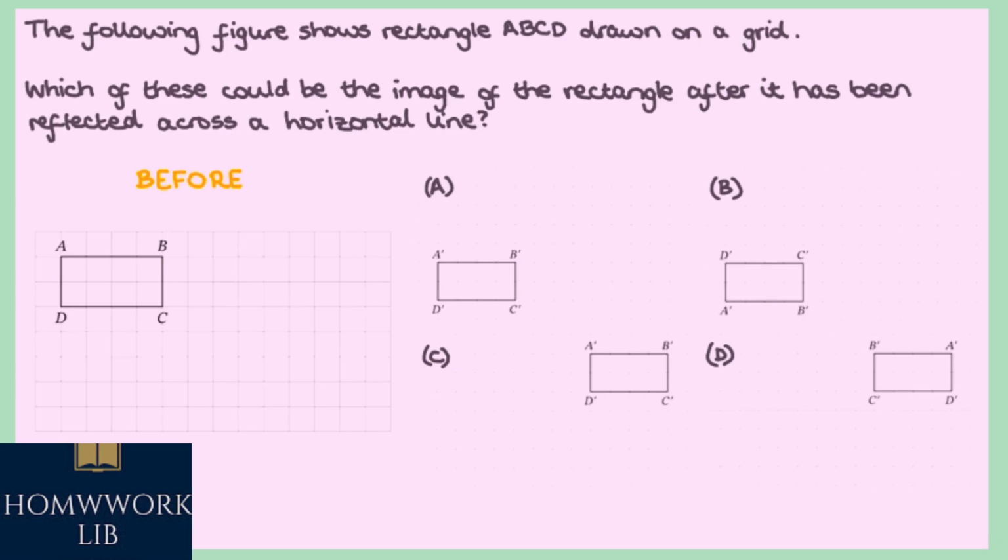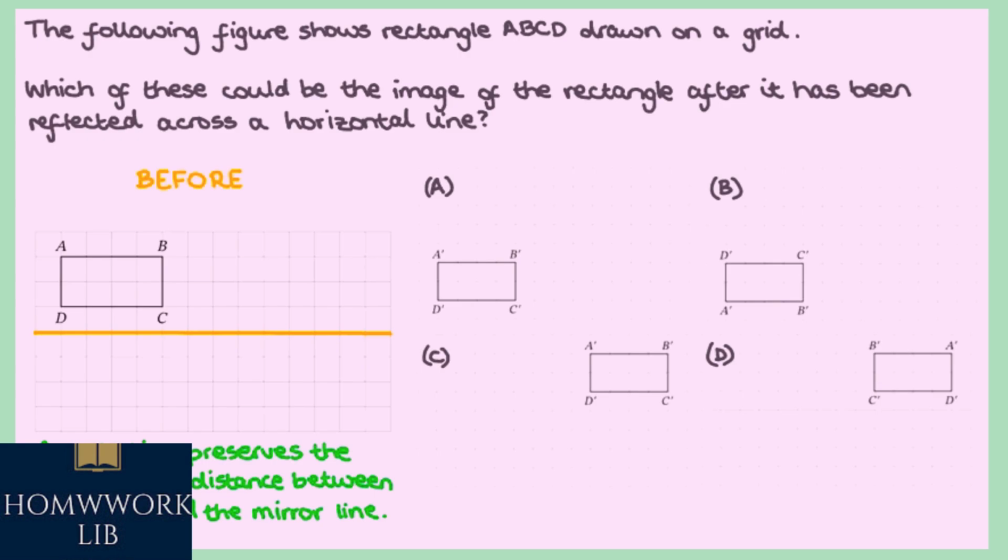Note that we aren't told exactly where this horizontal line is, so we're looking for an image that is a reflection in any horizontal line. Let's consider what happens to each of the vertices of the rectangle when we reflect it in a horizontal line, which we'll arbitrarily choose to be in the vertical centre of the squared grid.